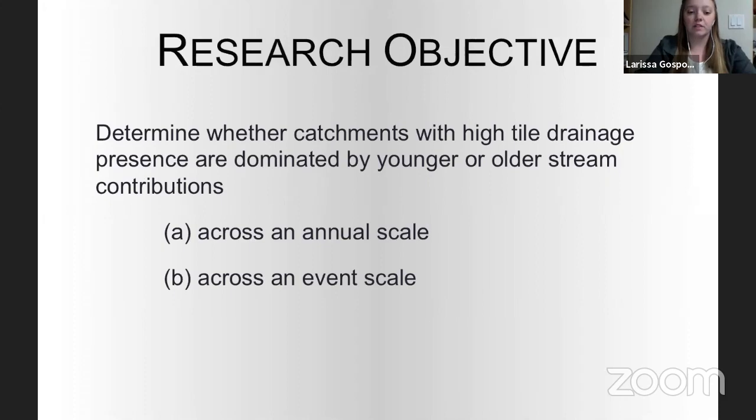So this brings me to my research objective, which is to determine whether catchments with high tile drainage are dominated by younger or older stream water contributions, but to not only assess this on an annual scale, to look at this on an event scale as well. So I'm going to be looking at whether these dominant contributions change across temporal scales in a catchment, or if they remain constant.